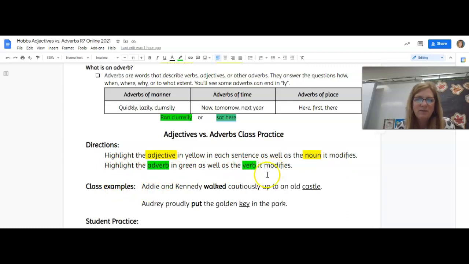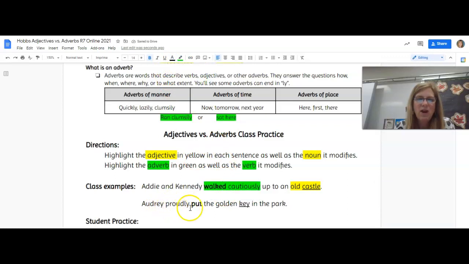Modifies means describes. So for example, Addie and Kennedy walked cautiously up to an old castle. The noun is a person, place, or thing. That's going to be the castle. What kind of castle? Old. So I'm going to highlight those two in yellow. Walked is going to be the verb. How did they walk? They walked cautiously. So we're going to highlight those two in green.